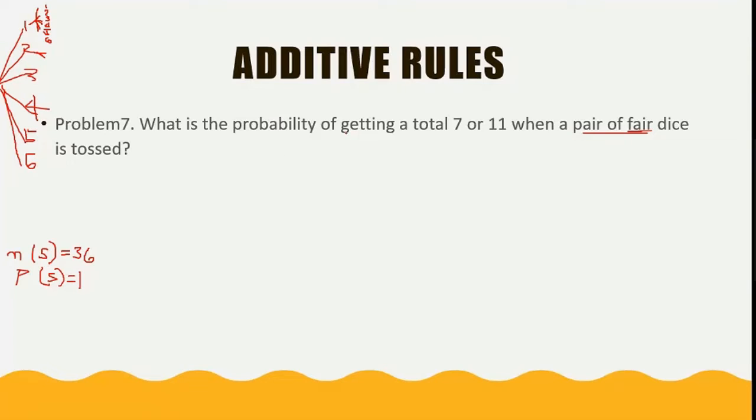Now here in the problem, we are only concerned with the outcomes which have a total of 7 and a total of 11. So if we denote A to be the event wherein the outcome is a pair whose total is equal to 7, what pairs have a total of 7?